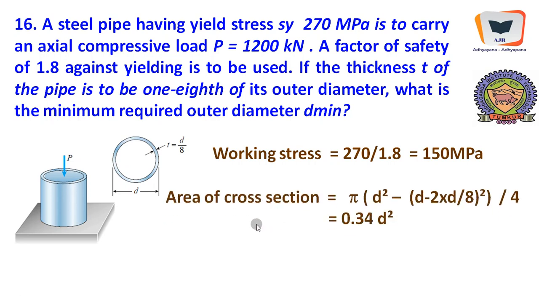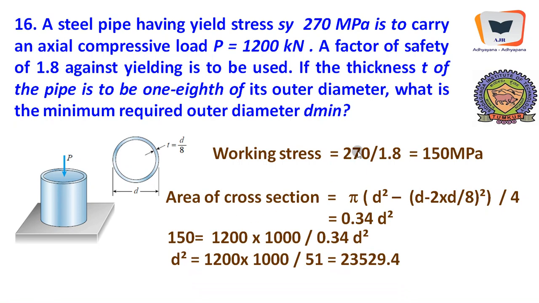And the component being hollow, the area of cross section happens to be pi, the area of the outer circle minus the area of the inner circle. And what remains if we subtract the area of the inner circle from the outer circle is the material really available in the annular space. So it is pi d square minus, since the thickness is d by 8 and there are two thicknesses, one over here and one over here, and that will get us the inner diameter. Therefore inner diameter happens to be d minus 2d by 8 whole square divided by 4. So this reduces to 0.34 d square.